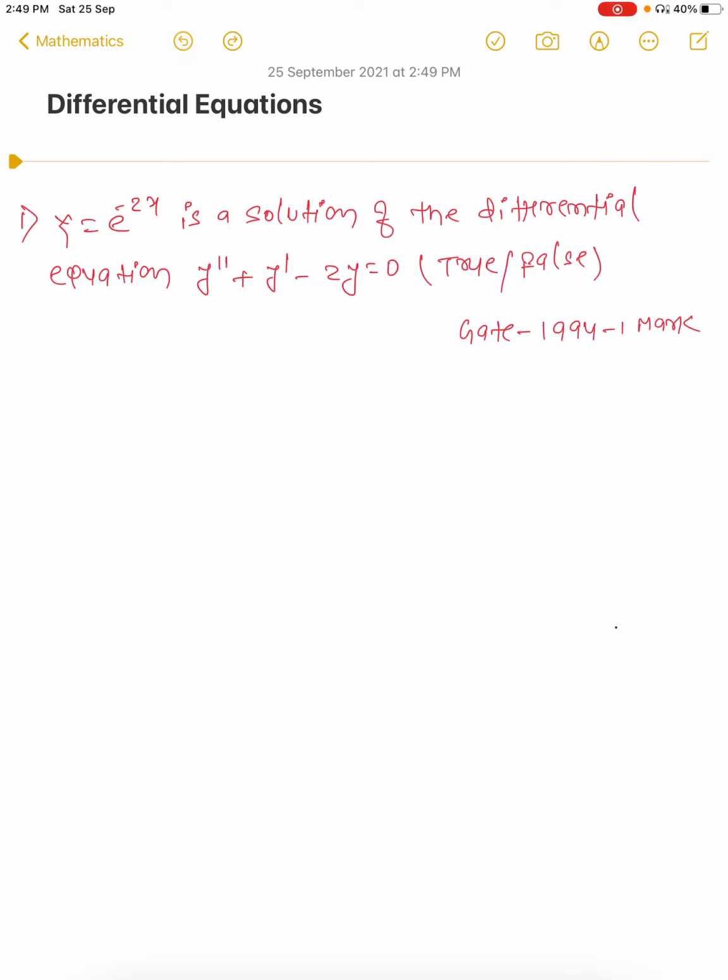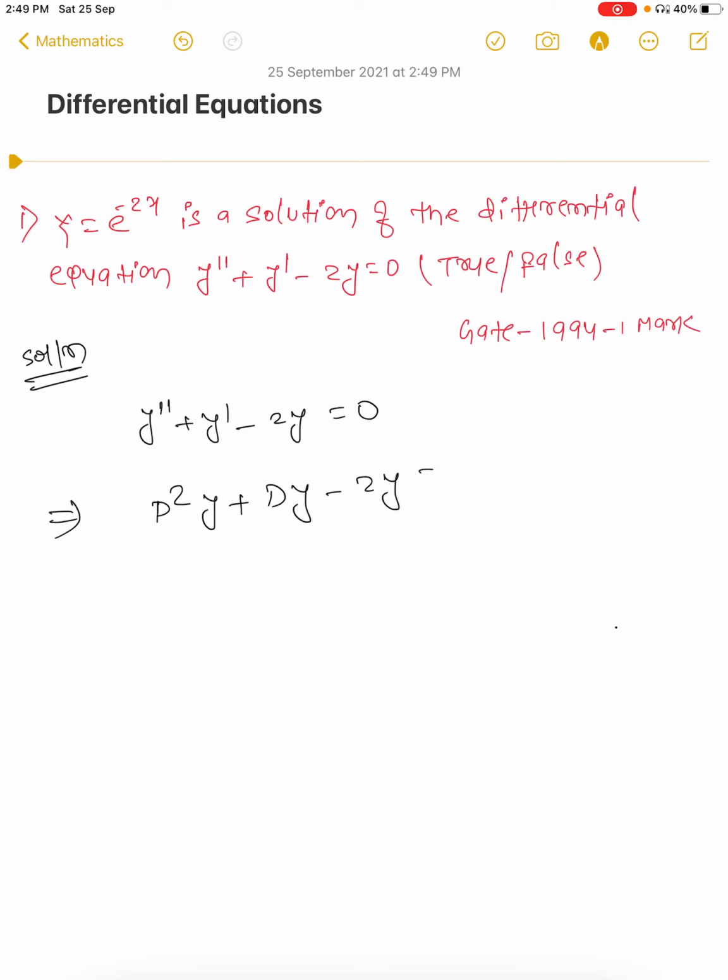So first, the given equation is y double dash plus y1 minus 2y equal to 0. It means D square y plus Dy minus 2y is equal to 0. It means the auxiliary equation will be D square plus D minus 2 is equal to 0.